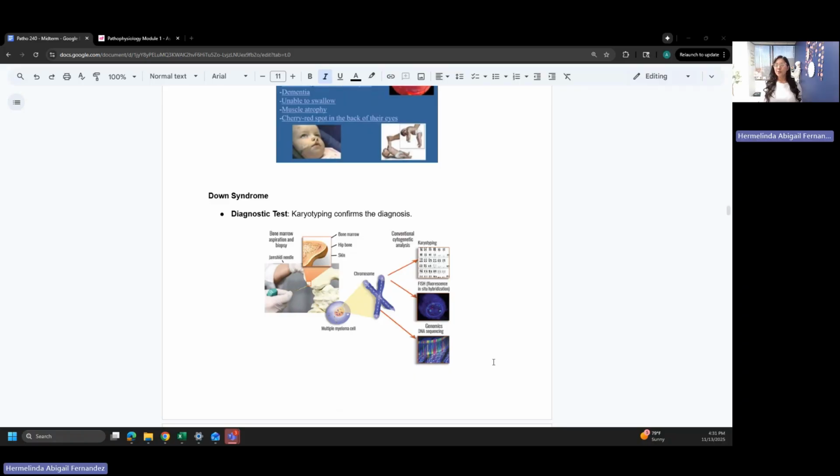Down syndrome. I'm pretty sure that all of you who took Bio 189, A&P, have probably already seen this question in different formats. What is the diagnostic test for Down syndrome? We know that this test is called karyotyping, and it confirms that diagnosis.